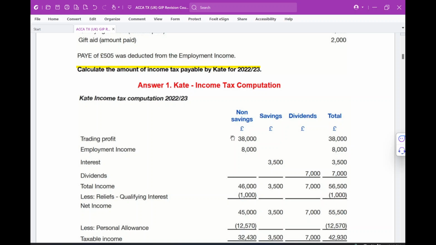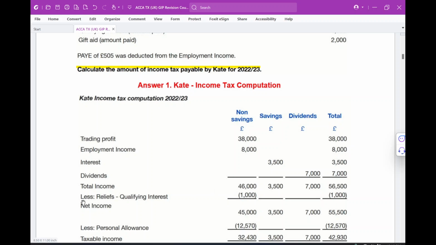Now note within the ACCA marking scheme, if we had made an error, perhaps we had said 45,000 here as opposed to 46,000, we don't get double penalized down the page, okay? We don't get penalized again, as it were, for an arithmetic error. We've just got the figures wrong, okay? So we now have a total column.